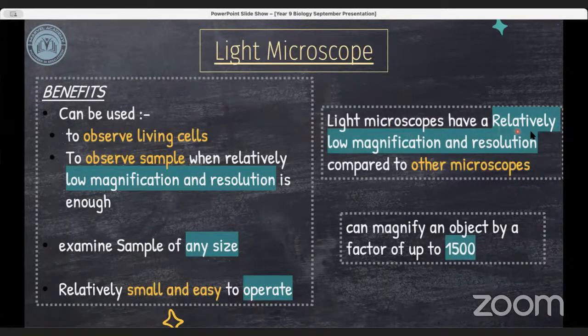So light microscopes have a relatively low magnification and resolution when compared to other microscopes. So that's why if you need to see a much more detailed version, this is not going to be ideal. And they can magnify objects up to only a scale factor of 1500. So this is the maximum magnification we can see.